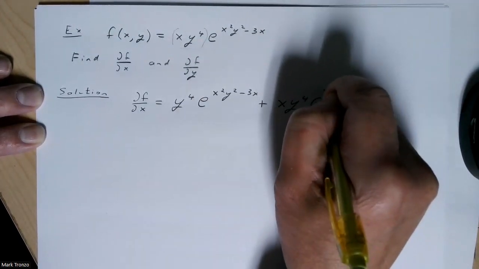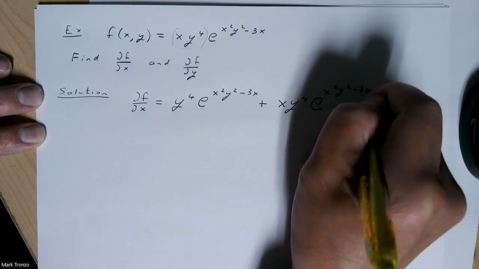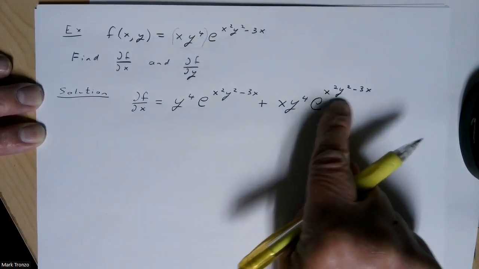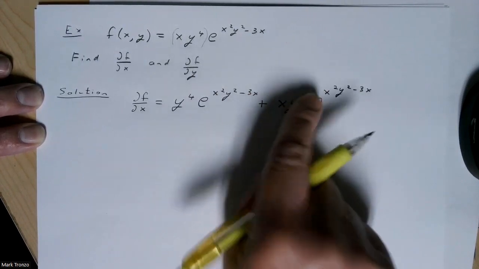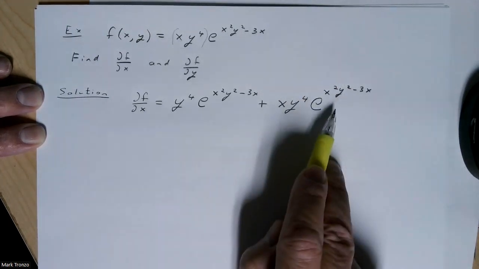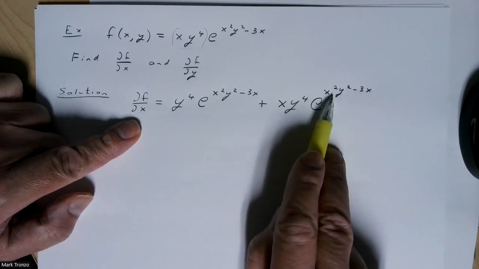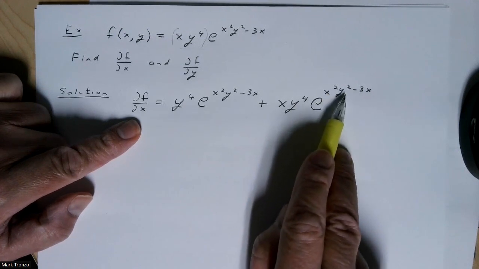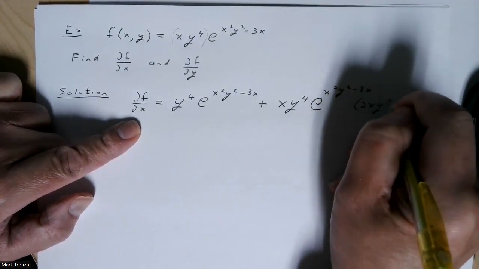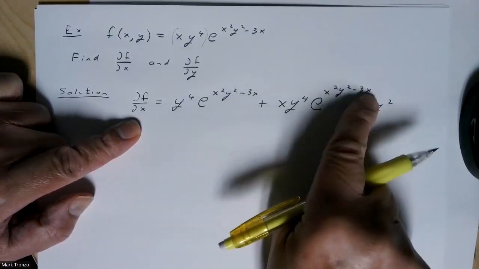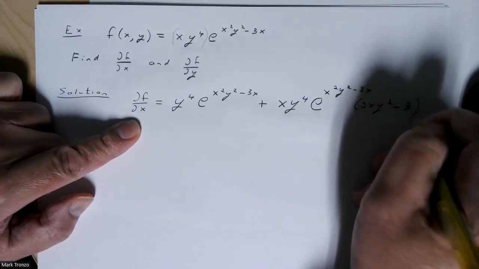Let me put this like this. So we know that e is always going to be there with this exponent. Remember, whenever we take the derivative of e to a variable, it always remains. And then we take the derivative of this exponent with respect to x. That means we're going to hold everything else constant. So the derivative of this exponent will be 2xy squared. And then the derivative of this with respect to x is just going to be minus 3. So there we have it.